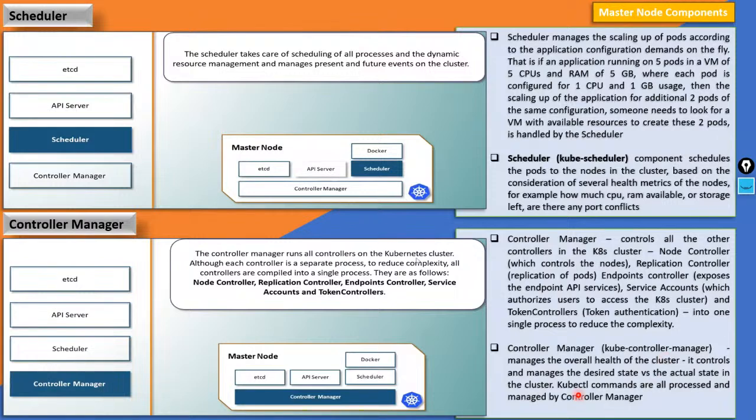So kubectl commands are all processed and managed by the control plane. What happens is the kubectl command first hits the API server. The API server will give those commands to the controller manager, and the controller manager in turn, see, that's why the controller manager is like an interface between the master node and the slave node.